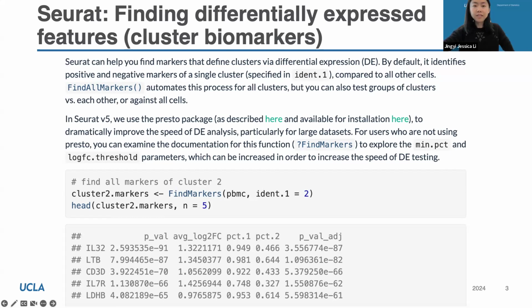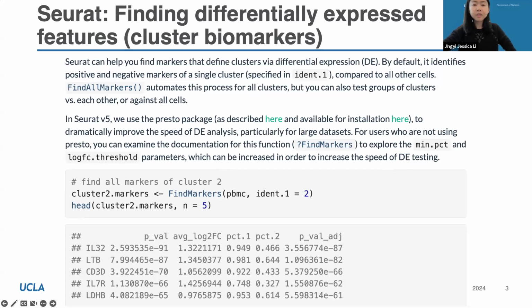So ident.1, identity one, is what you specify as your cluster of interest. Down here in this function called FindMarkers or FindAllMarkers. So basically, FindAllMarkers automatically does this for all clusters. But you can use FindMarkers to find the markers for a specific cell cluster. So in this case, we specify cluster 2 as our interest. Now we're comparing the cells in cluster 2 to the rest of the cells by pooling the other clusters together.